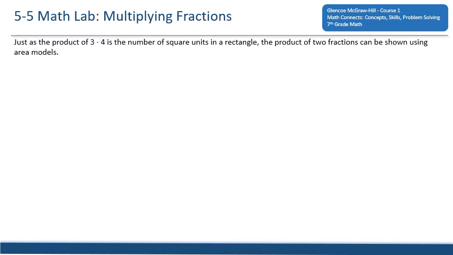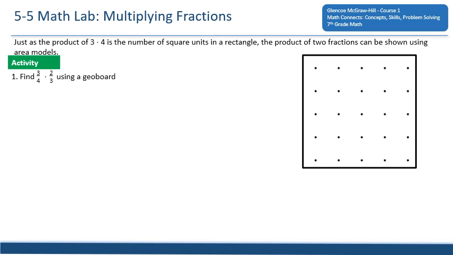Just as the product of 3 times 4 is the number of square units in a rectangle, the product of two fractions can be shown using area models. Activity: find 3/4 times 2/3 using a geoboard.